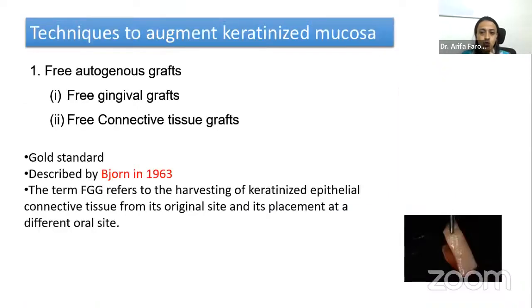So what are the various techniques to augment the keratinized mucosa? First one is the free autogenous graft, which includes free gingival graft or free connective tissue grafts, in which the free gingival graft is considered the gold standard. It was first described by Bjorn in the year 1963. The term FGG refers to the harvesting of keratinized epithelial connective tissue from its original site and its placement at a different oral site. Okay.